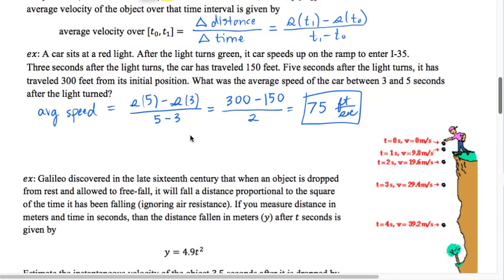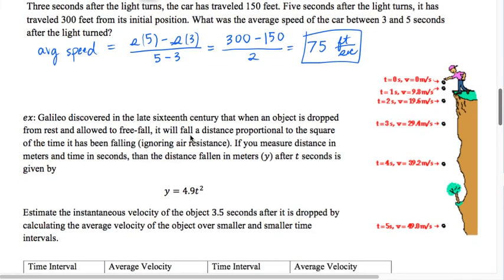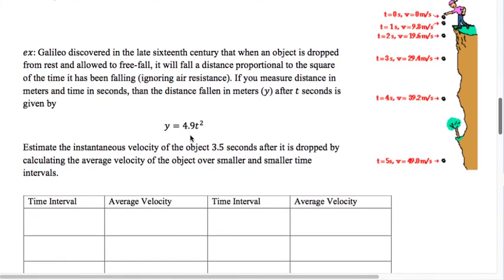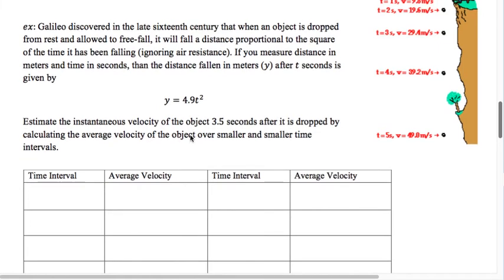All right, in this next problem, Galileo discovered in the late 16th century that when an object is dropped from rest and allowed to free fall, it will fall a distance proportional to the square of the time that it has been falling, if you ignore air resistance. So if you measure distance in meters and time in seconds, then the distance fallen in meters, which is y, after t seconds is given by 4.9 t squared. And that's just a constant, the approximated version, 4.9, but it's pretty close. It's commonly used. So if you're in meters, the distance it will travel after t seconds is given by y equals 4.9 t squared.